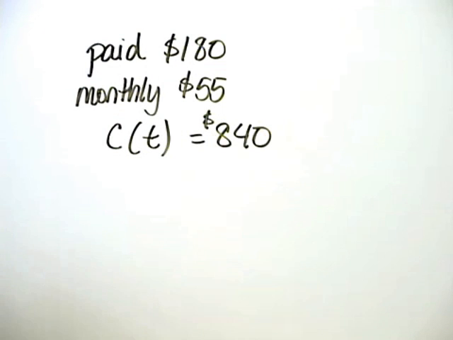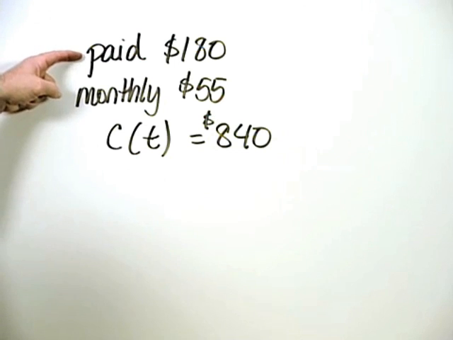Porter paid $180 for his phone. His monthly service fee is $55. Formulate a linear function to model the cost, C of t, for t months of service, and determine the amount of time required for the total cost to reach $840.